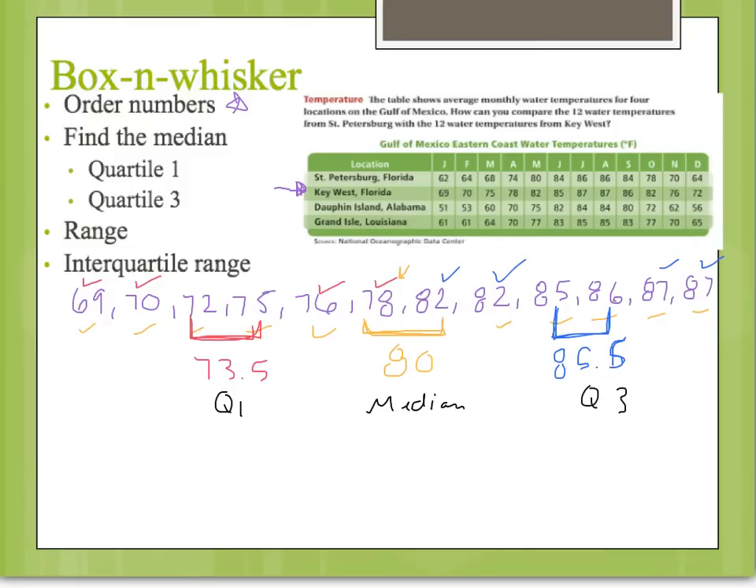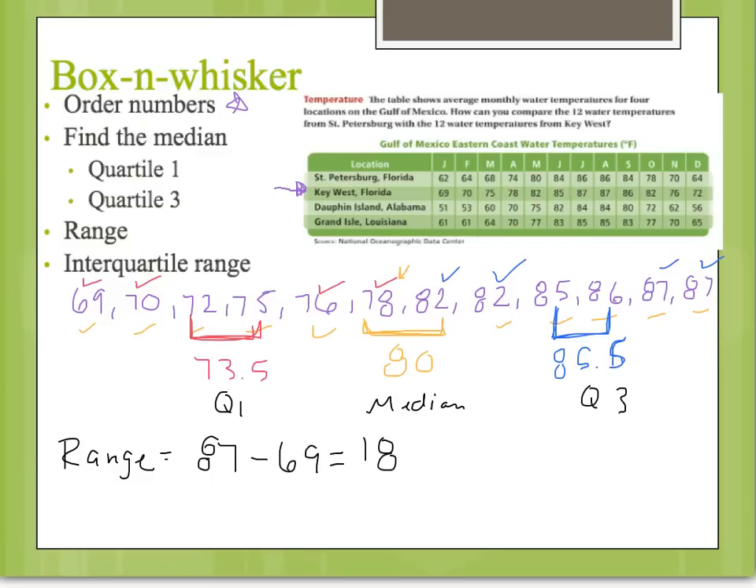Now I want to find the range. There's 2 different types of ranges we have. We have just the typical range, which is always going to be your highest number, so this would be 87 in this case, minus your lowest number. And in this data set, it's going to be equal to 18.